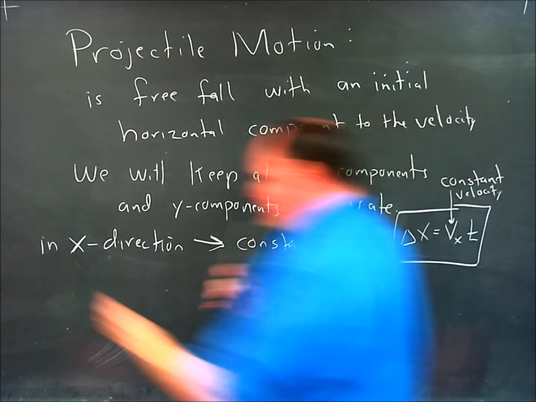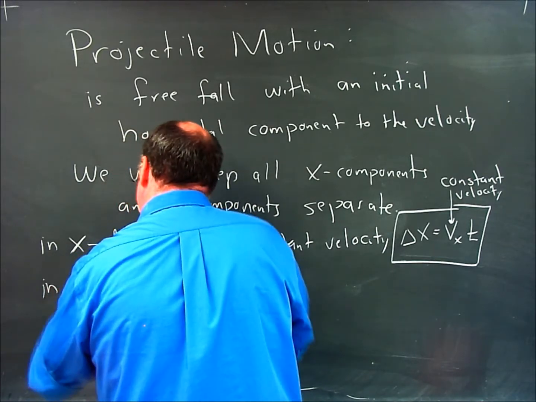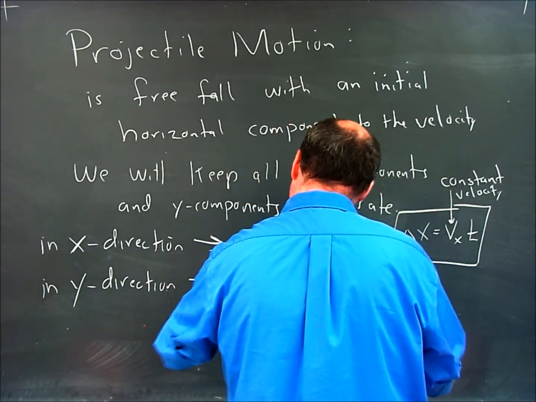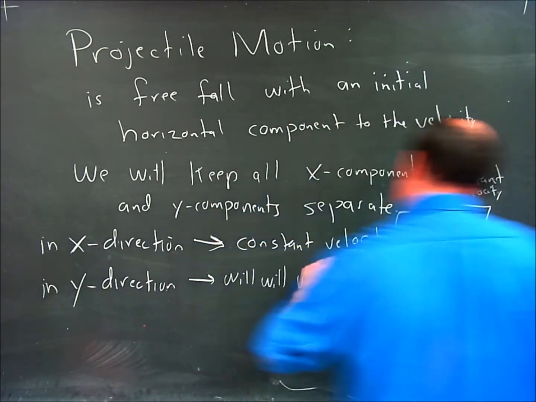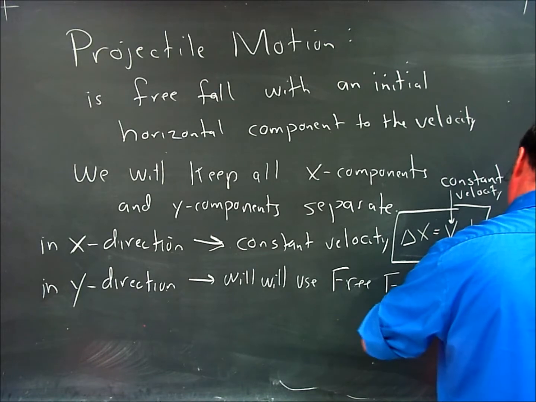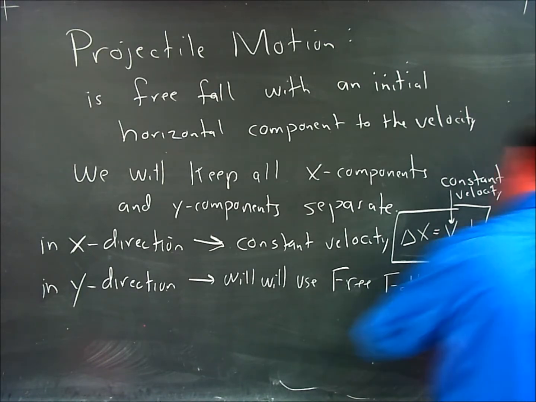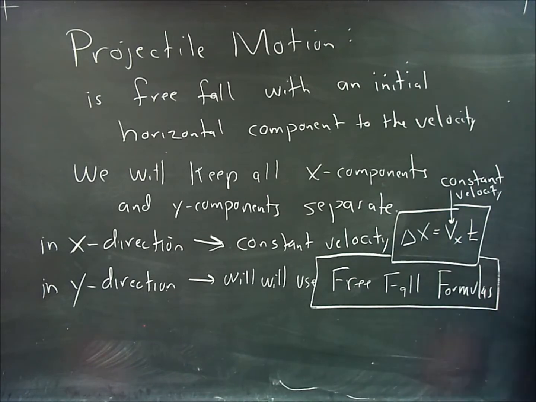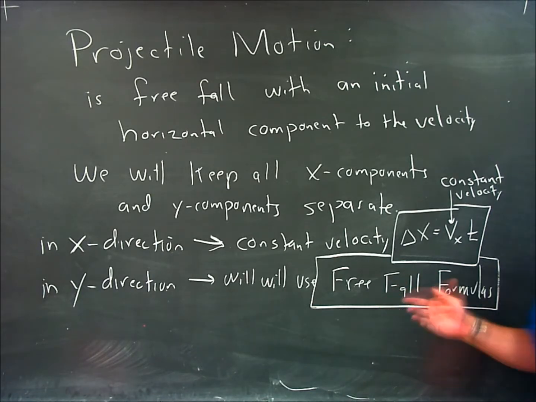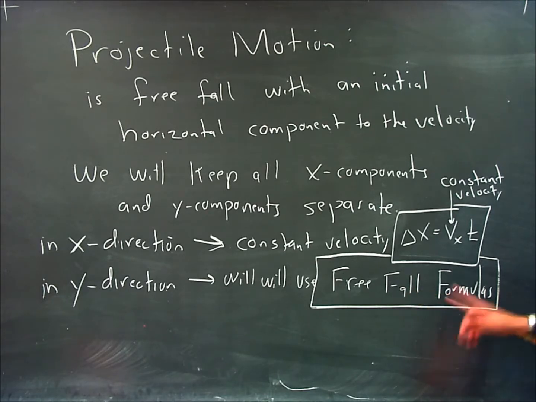Okay. In the y direction, we're going to be using those things called the free fall formulas. So with the free fall formulas, there were 4 formulas of constant acceleration, and that's what we'll be using when we're talking in the y direction. So we're going to keep everything separate. We're going to break everything down into its x and y component pieces.